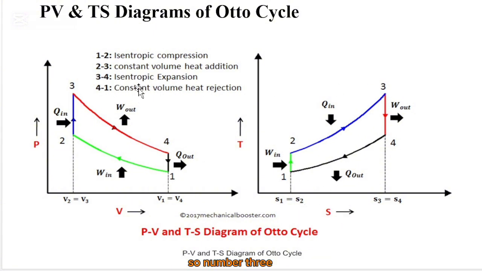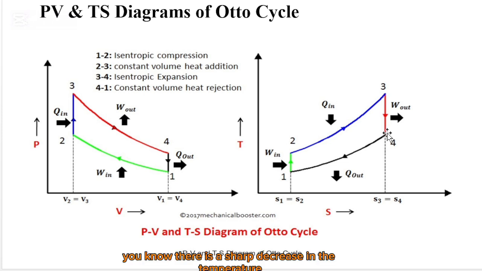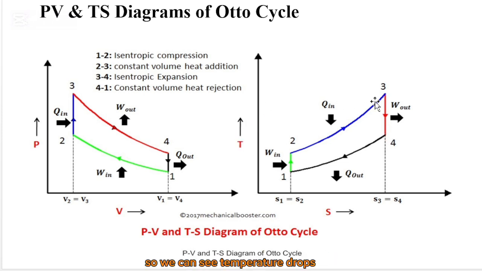Number 3, or the third process, is isentropic expansion, represented by the 3 to 4 process. It is isentropic, meaning at constant entropy. Entropy is on the x-axis, so it is not going towards the right side, nor coming towards the left side, therefore it is a straight line. This is the place where work is done during the expansion, right? Now because of the expansion, there is a sharp decrease in the temperature, so we can see temperature drops.